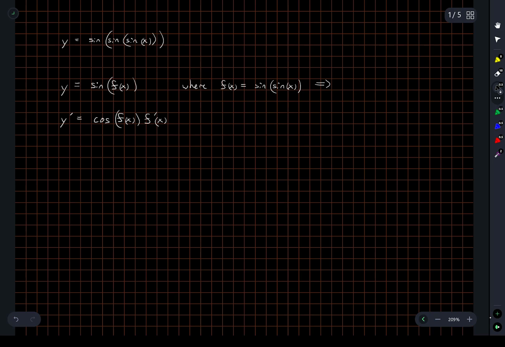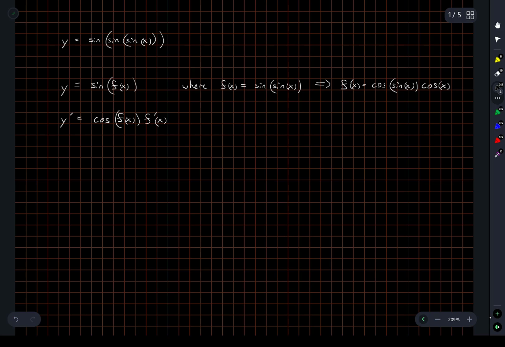Now, in order to compute f prime of x, which I need for this final answer, I'm just going to apply the chain rule to this composition of functions, sine of x. So f prime of x is going to be equal to cos of sine x multiplied by the derivative of the inner sine x, which is cos of x.